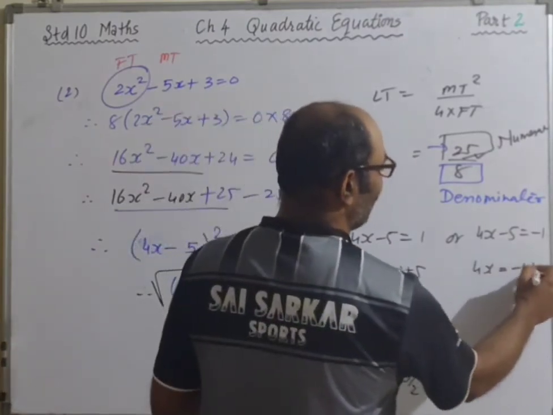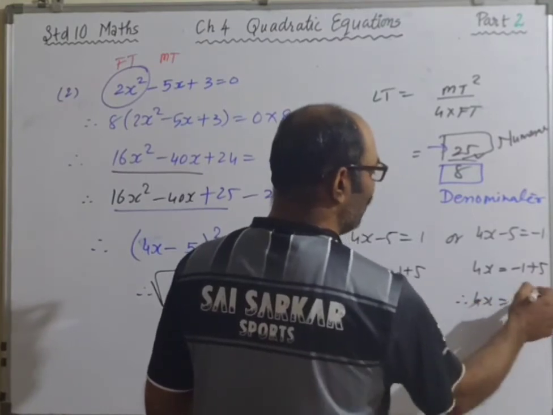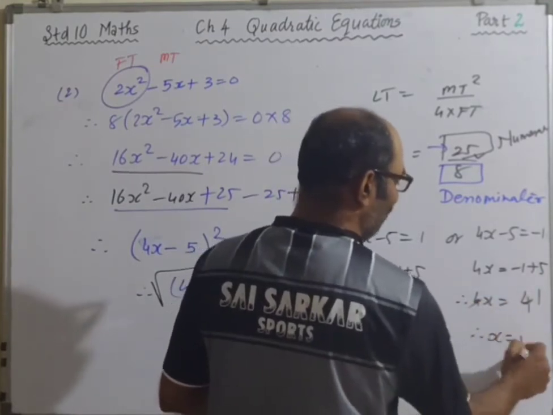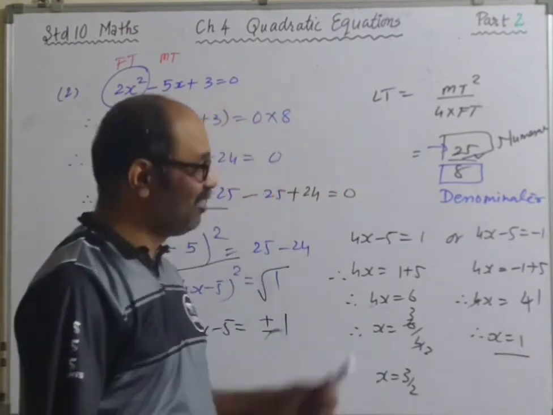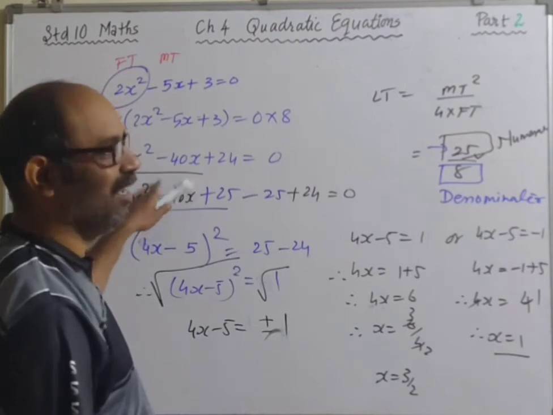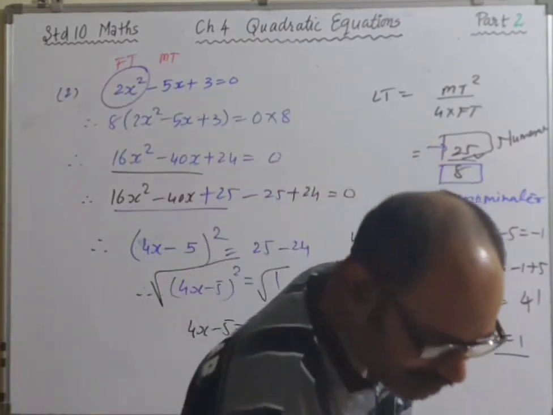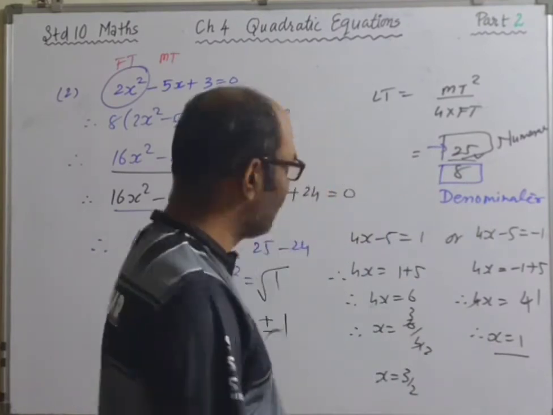4x is equal to minus 1 plus 5. Therefore 4x equal to 4, 1 goes. Therefore x is equal to 1. Did you get it? So use this trick. Okay? Here you are making a perfect square. So this is the completing perfect square method. Is that understood, children? Yes.